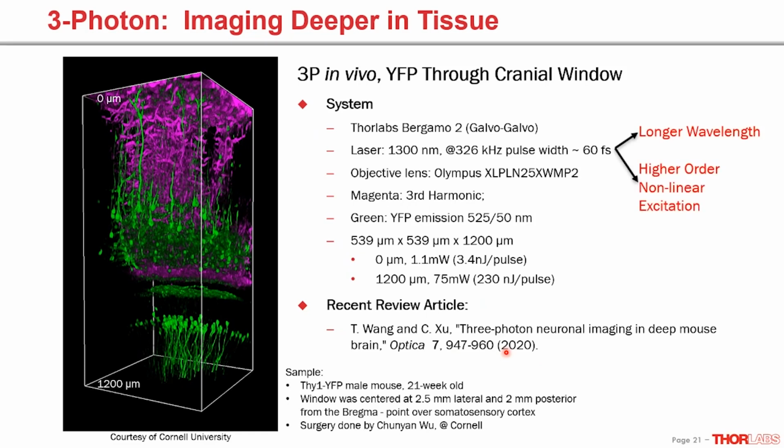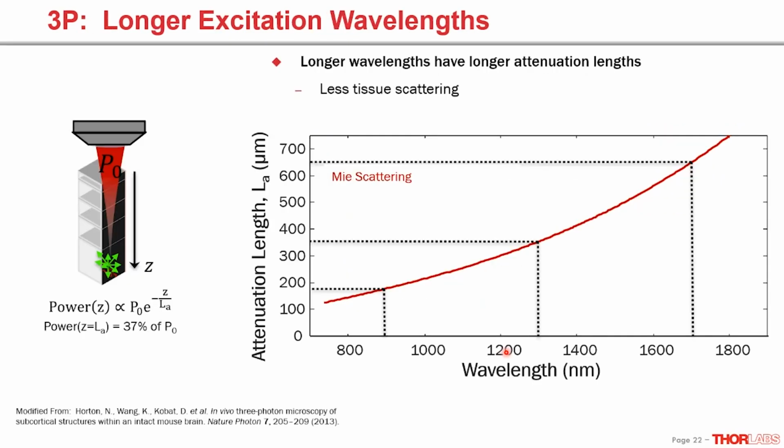Nevertheless, the thing we're going to focus on is the laser system and how these longer wavelengths and higher order nonlinear excitation give you this better signal to background ratio that allows you to image deeper in tissue. So longer excitation wavelengths have longer attenuation lengths. This results in less tissue scattering.